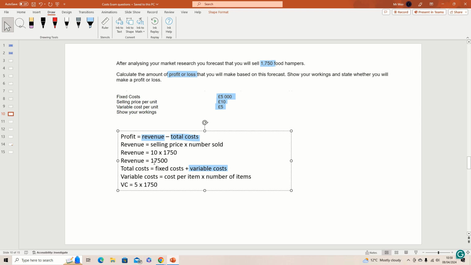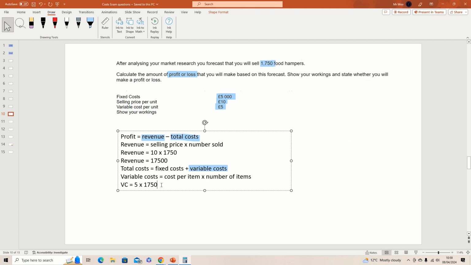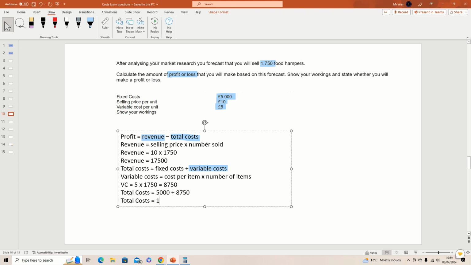So technically it's going to be half whatever this is, but we're just going to double check all our calculations as we go through. So 8,750 is our answer to the variable costs. That means we can now do our total costs formula. Is 5,000 plus 8,750, which means our total costs are 13,750.